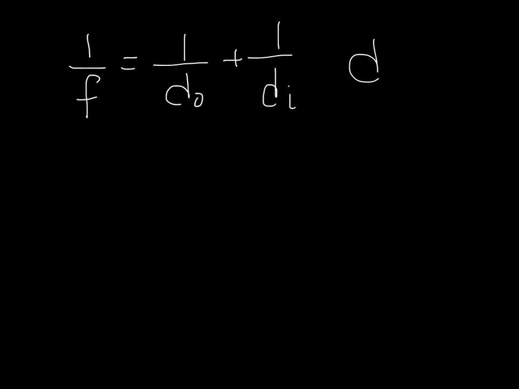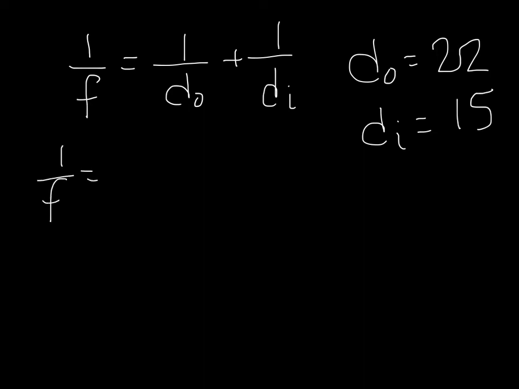Going back to our formula. Our formula says 1 over the focal length equals 1 over DO plus 1 over DI. We know DO is 22 centimeters. We know DI is 15 centimeters. So we know 1 over the focal length has to be equal to 1 over 22 plus 1 over 15.